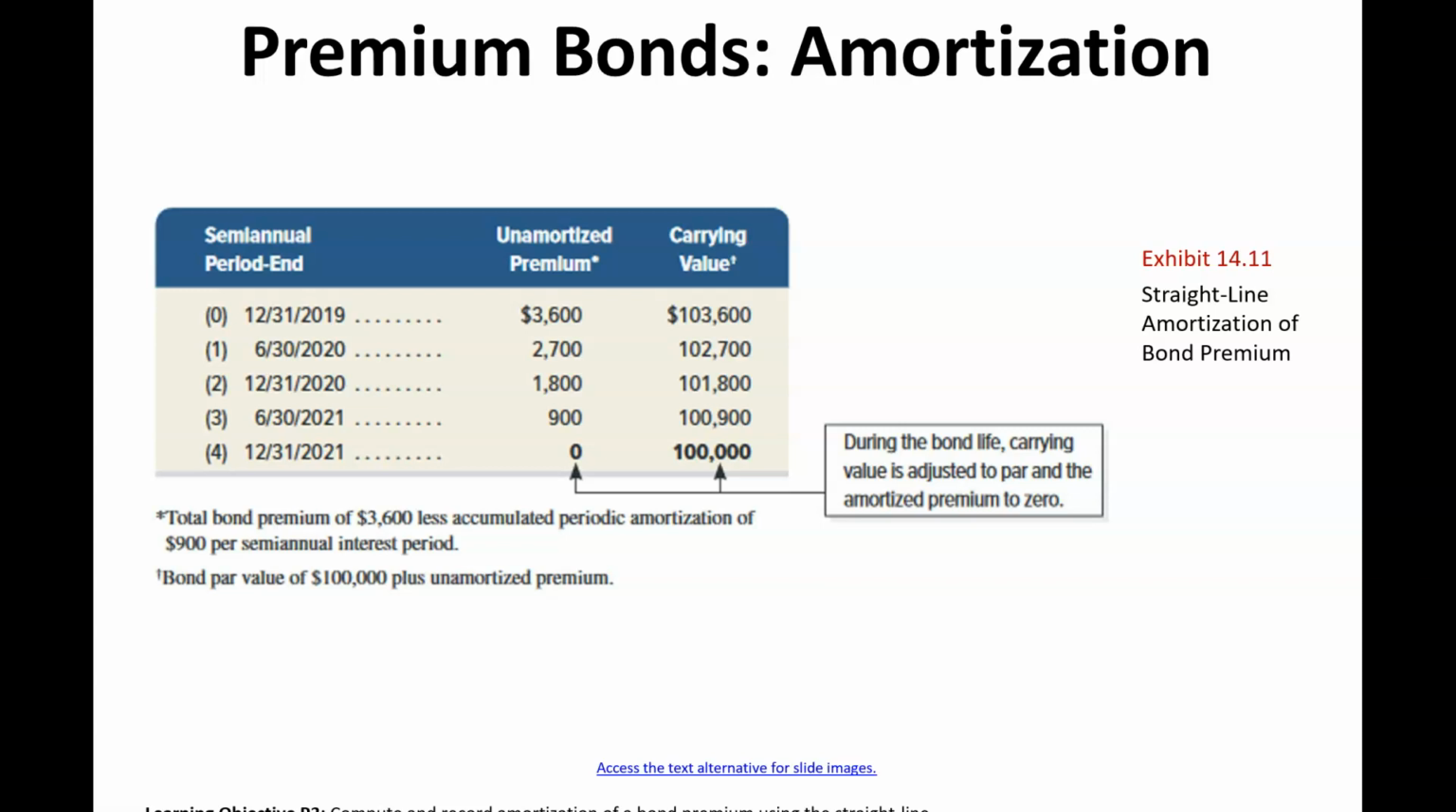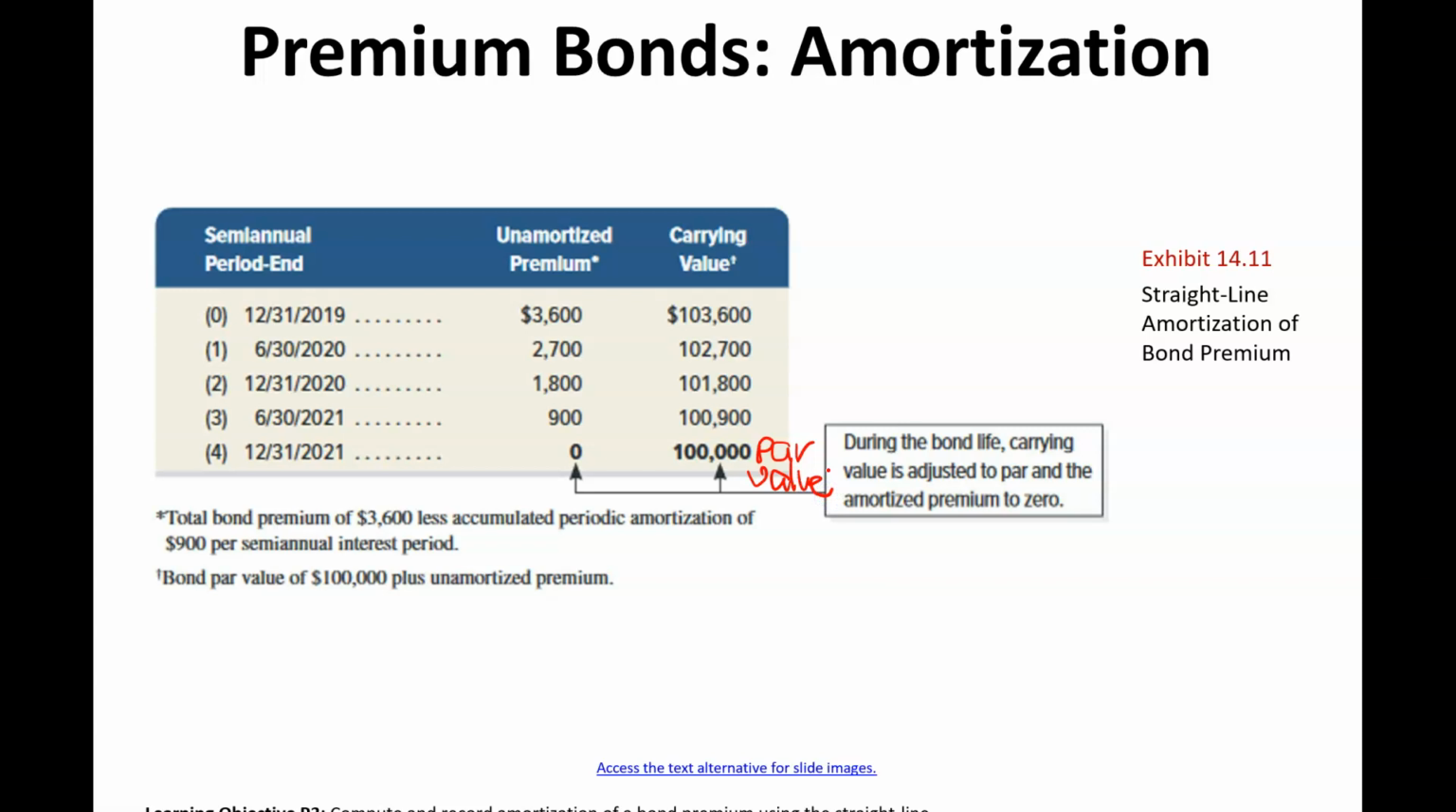Okay, this is an amortization schedule, and it works exactly the same way. By the end of the bond period, the carrying value will be $100,000, which is always the par value. Well, $100,000 isn't always the par value, but at maturity, your carrying value will be at par value.